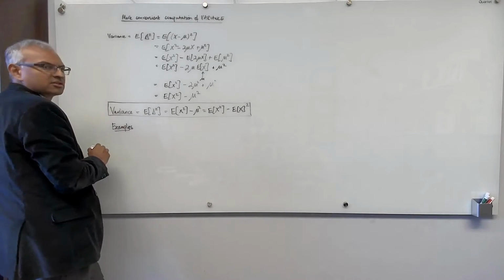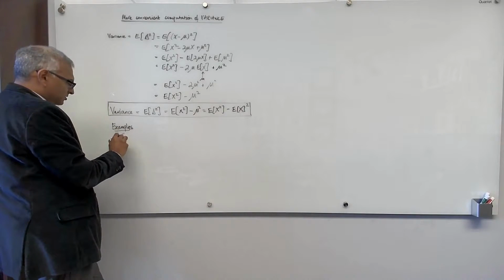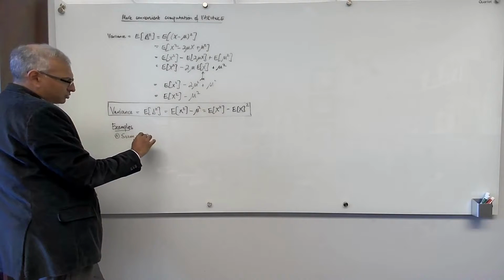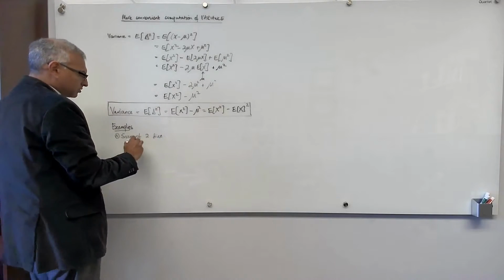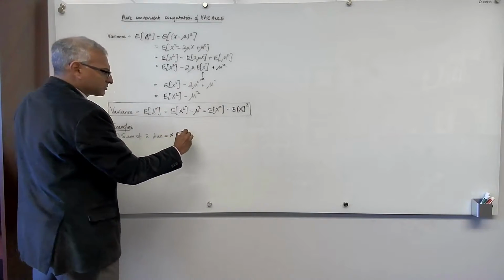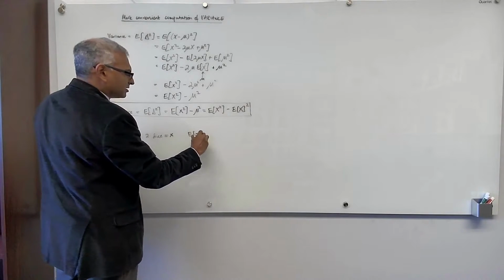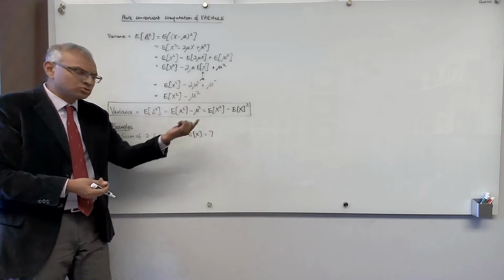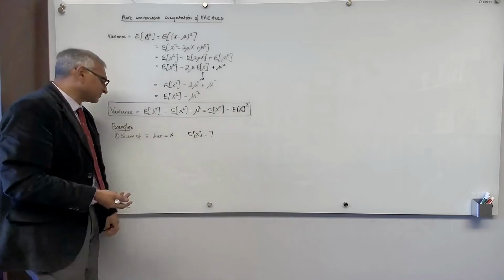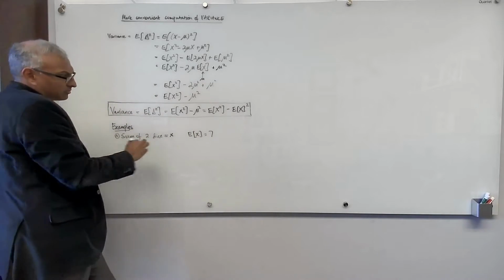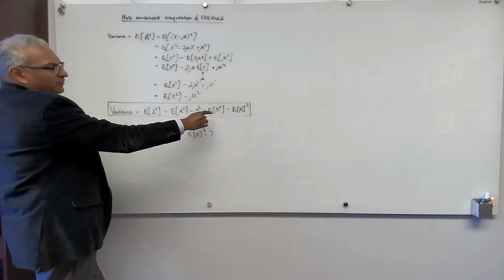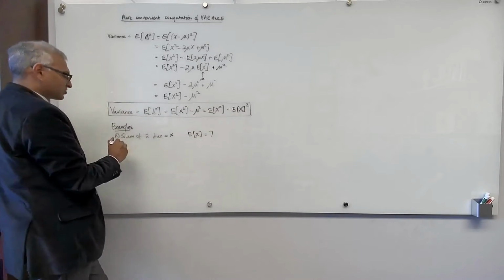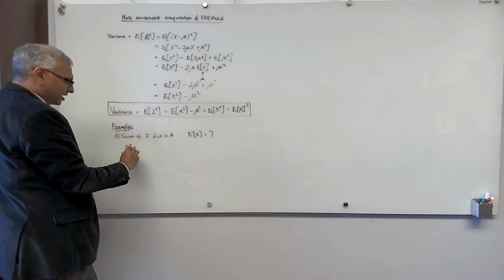The first one is the sum of two dice. This is our random variable X. We know that the expected value of X is equal to 7. The expected value of a single die roll is 3.5, and for two dice you get 7, twice that. Now, to use this formula for the variance, we have to compute the expected value of X squared.